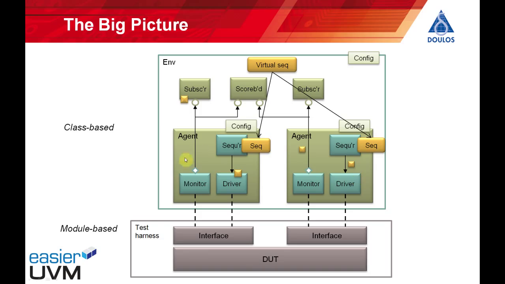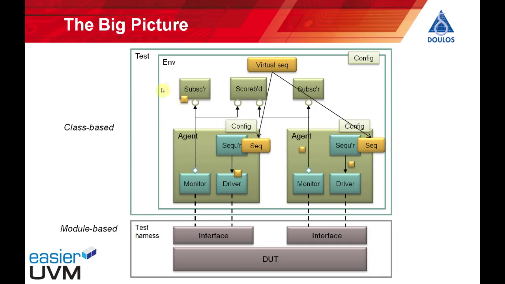If we want to do end-to-end checking, then we might instantiate a scoreboard, another component within our verification environment, in which case the transactions being sent out from the monitors are being sent to a scoreboard, and the scoreboard can be looking at traffic that's coming from more than one agent. The env is then instantiated within a test, so the test forms the top-level class within our class-based verification environment.